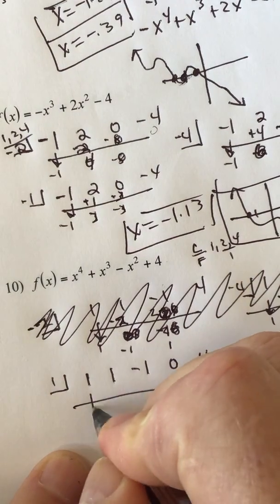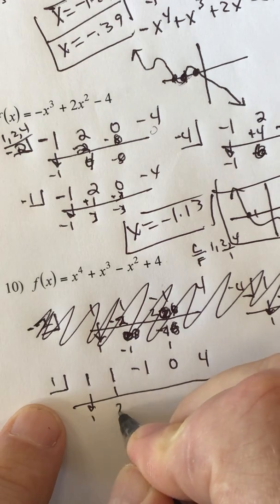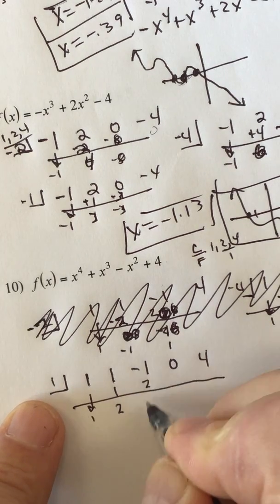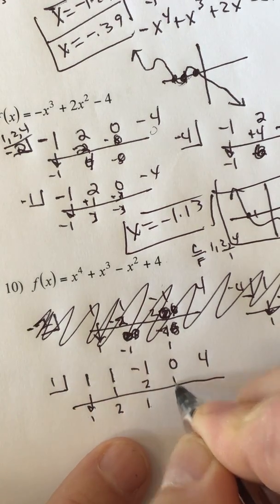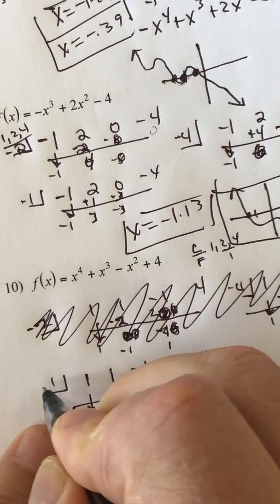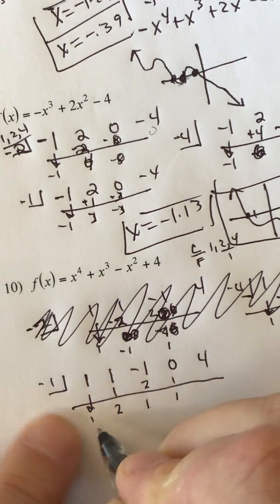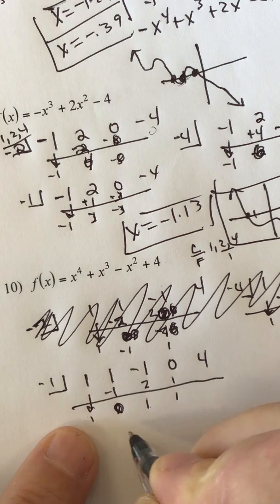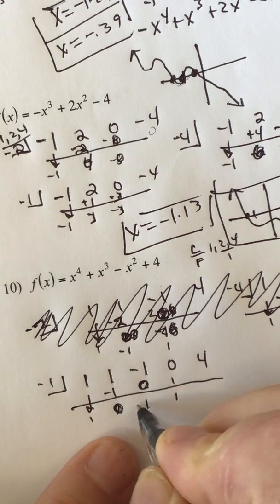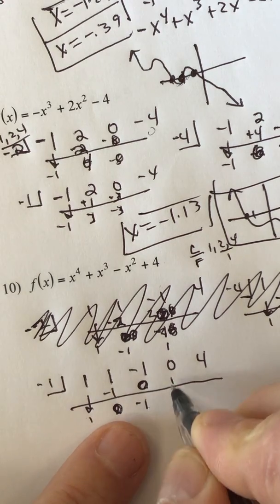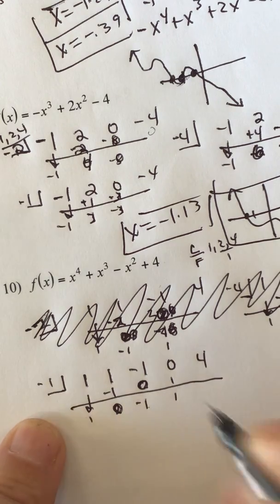Okay, let's see if that made any kind of a difference. 1 times 1 is 1, adds to 2. 1 times 2 is 2, adds to 1. 1 times 1 is 1, adds to 1. Didn't help there. -1 times 1 is -1, makes that 0. Makes that 0. -1 times 0 is -1. -1 times -1 is 1, adds to 1. Okay, so that didn't help.